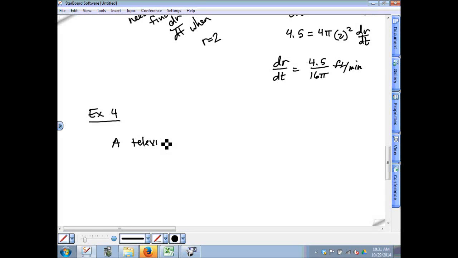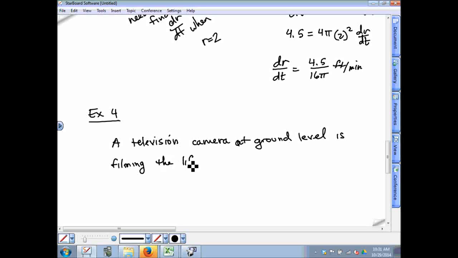A television. We all like television, right? Yes, sir. A television camera at ground level is filming the liftoff of the space shuttle. Oh my goodness. This is rocket science. We are doing this.